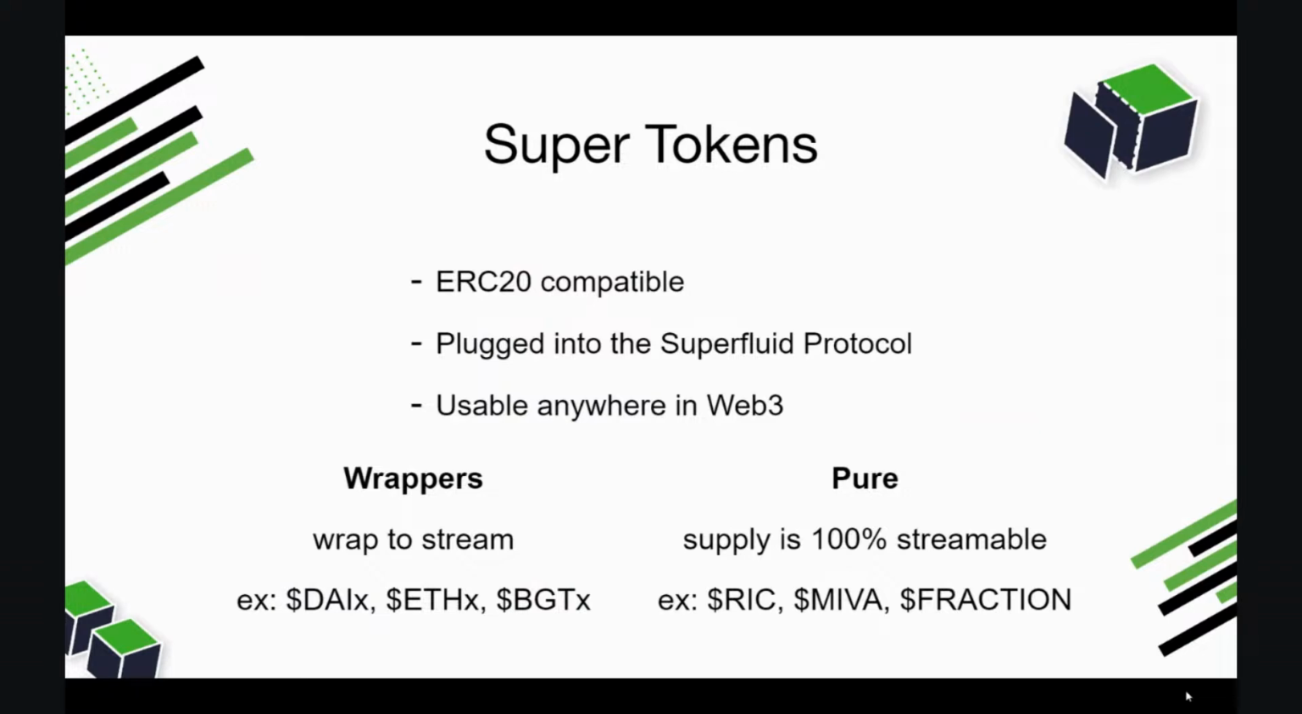We also have pure super tokens. Pure super tokens are super tokens where the supply is fully streamable from the get-go. These are tokens where they are born as super tokens and exist only as super tokens. There's no need to wrap and unwrap. They're just super tokens all the way through.